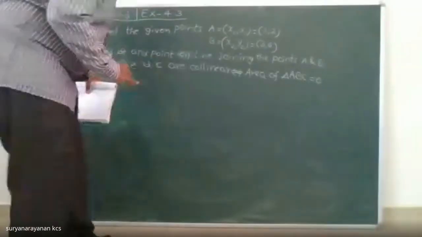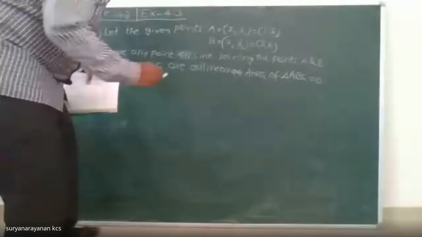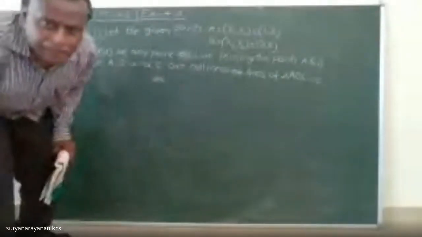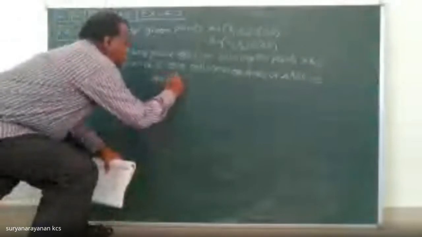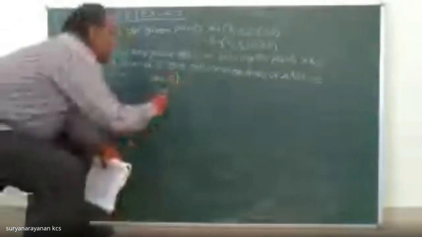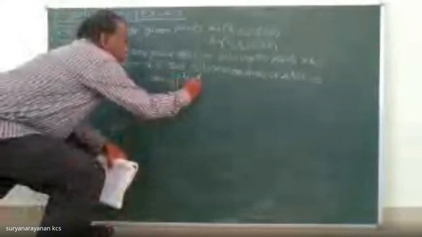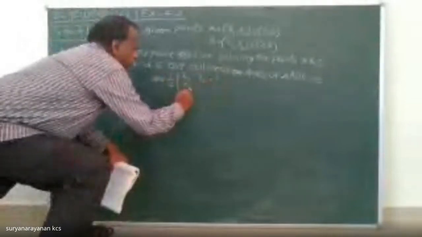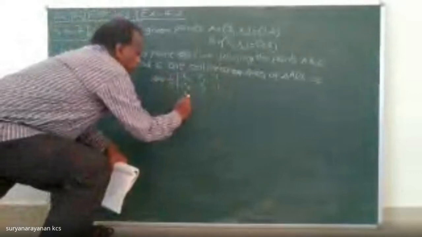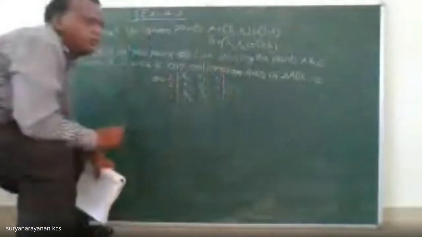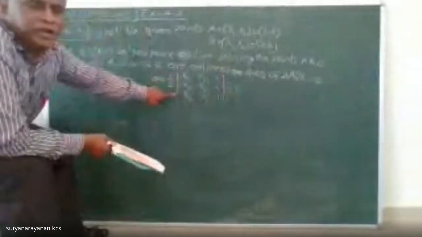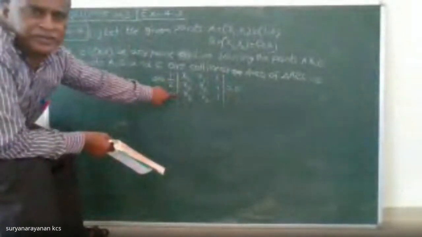Okay, my children, this implies, what is the formula for the area of a triangle if 3 points are given, by using determinants? 1 by 2 times the determinant with rows x1, y1, 1; x2, y2, 1; x3, y3, 1 is equal to 0. I just wrote here the area of a triangle using determinants.